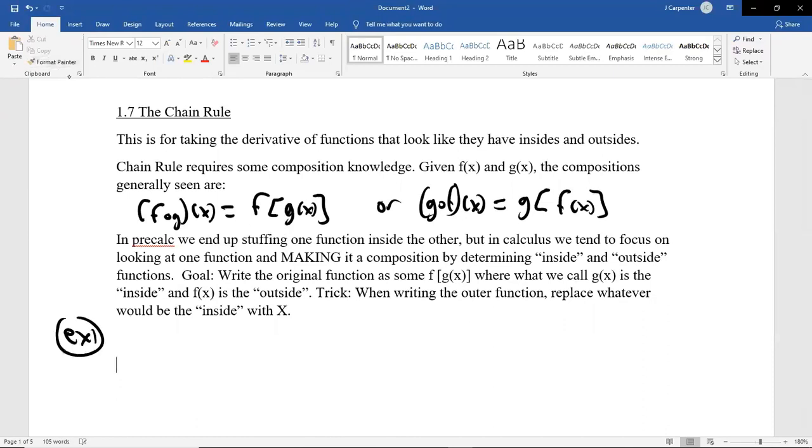So example 1. Given a function, write it as the composition. In fact, I'm going to type it. Given a function, write it as the composition f of g of x.